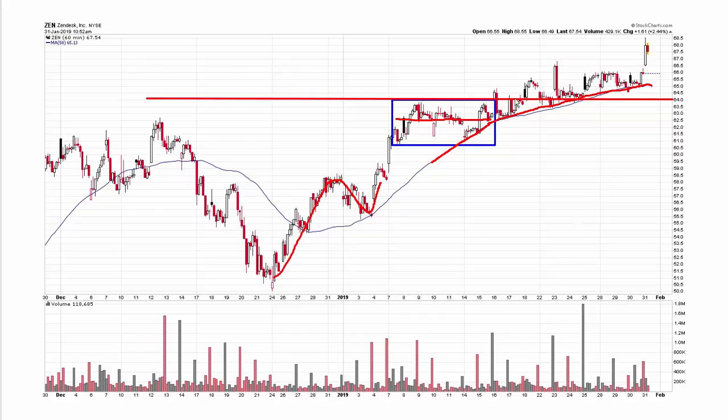Okay, this one, I don't want to say it was nerve-wracking, but it traded above and below 64 several times over the course of several days before it actually started to move up.